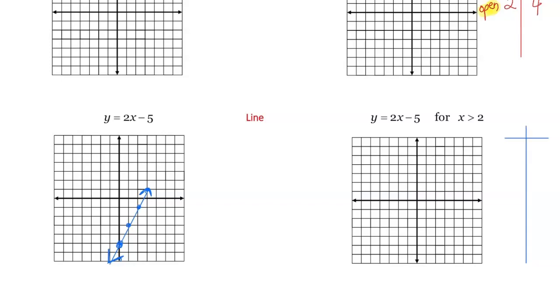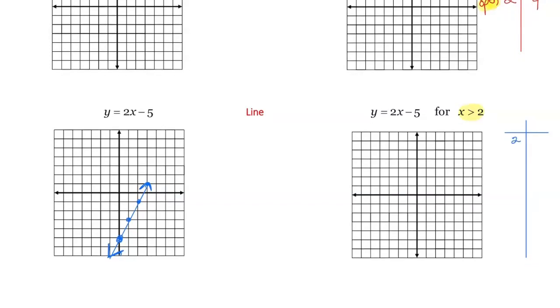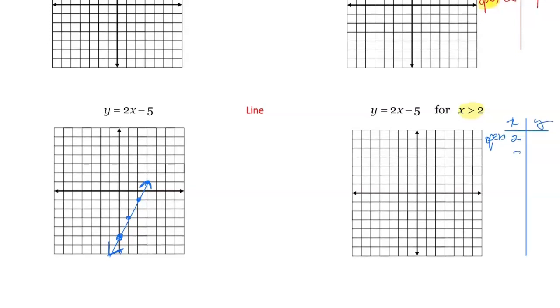My t-table tells me that this is going to be in play when x is greater than 2. So you're going to start at 2. And at 2, I know that my point will be open because x has to be greater than 2. So 2, 3, 4, and then this can continue on because there's no limit placed on it.